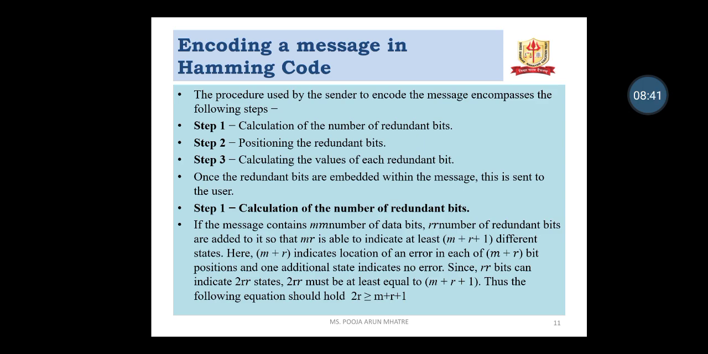The first step is calculation of the number of redundant bits. If the message contains M data bits, R redundant bits are added so that the M plus R bits are able to indicate at least M plus R plus 1 different states. Here M plus R states indicate the location of the error in each of the M plus R bit positions, and one additional state indicates no error. Since R bits can indicate 2^R states, 2^R must be at least equal to M plus R plus 1. Thus the following equation should hold: 2^R is greater than or equal to M plus R plus 1.